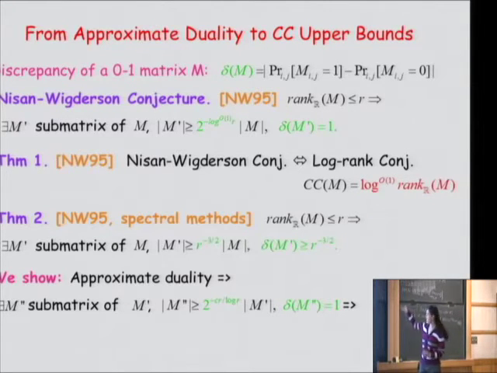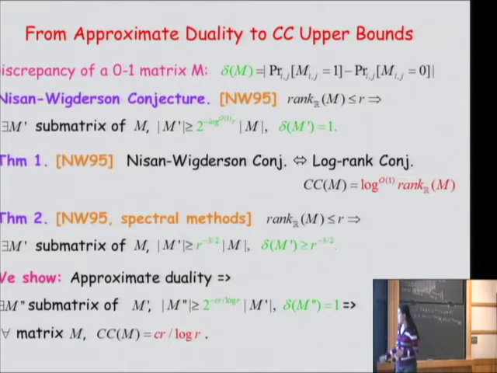In the same way that the Nisan and Wigderson conjecture implies the log rank conjecture, this matrix M double prime that we find, of size 2 to the minus CR over log R times the size of M prime, implies that for every matrix M, the communication complexity of M is at most CR over log R, which is our main result.